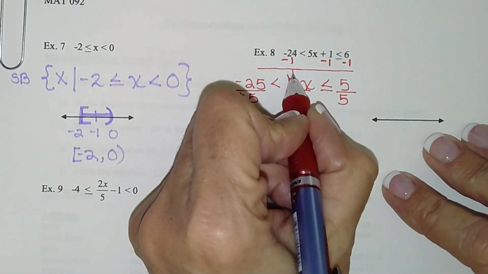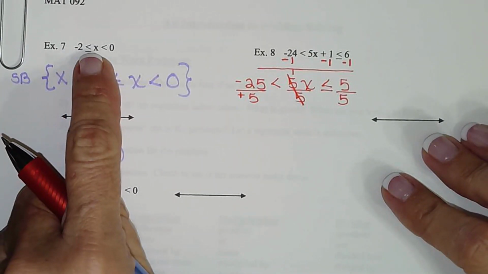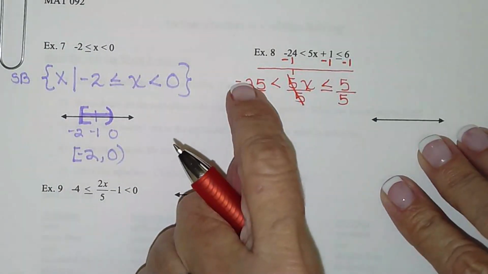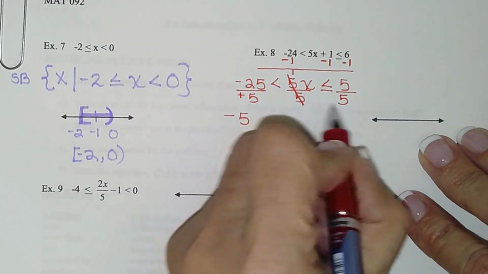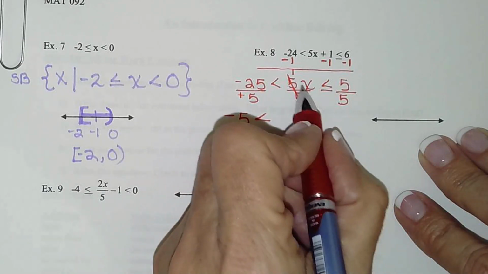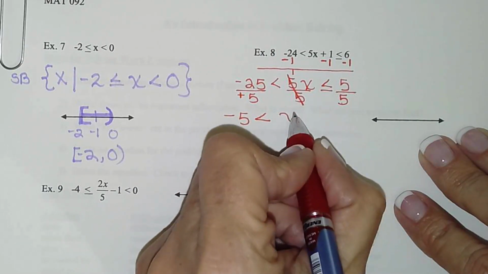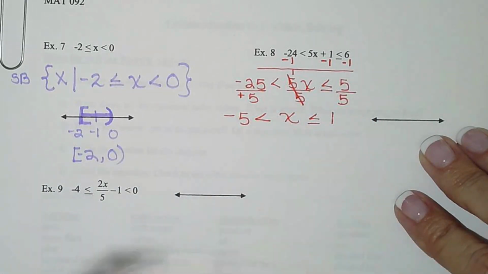Mission accomplished. We have our x alone in the center. That's our goal, is to get x alone. So a negative divided by a positive would be -5. We did not divide by a negative, so the symbol stays the same. And this would be 1x or just x. And then less than or equal to anything divided by itself is 1.